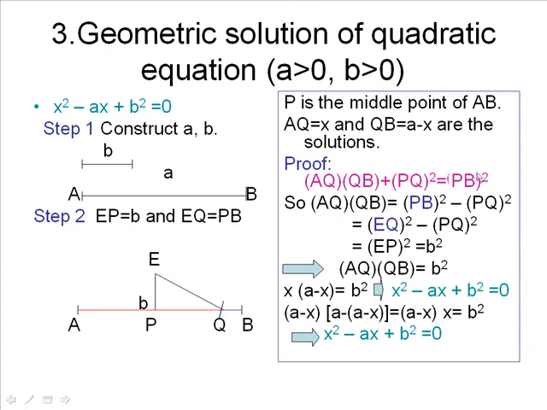This is the identity we just proved. And we move this to the right side by subtracting it. So we get AQ times QB equals PB squared minus PQ squared. And because when we draw this arc, we use EPB as the radius, EQ, the radius, should be equal to PB. So we replace PB with EQ, the radius.